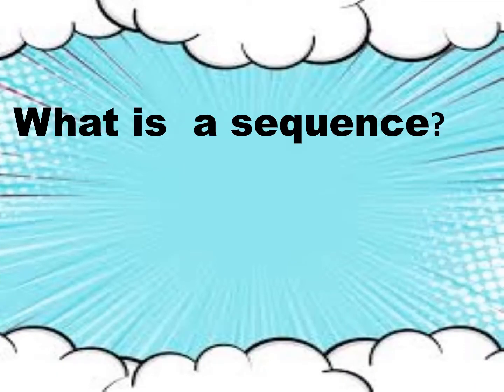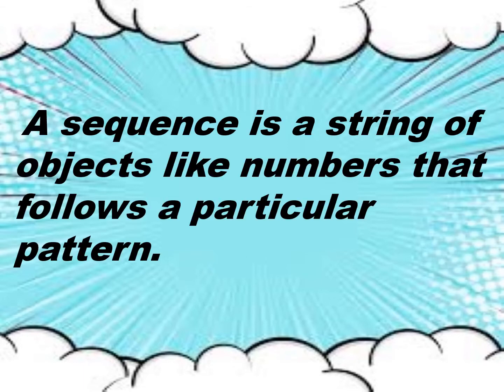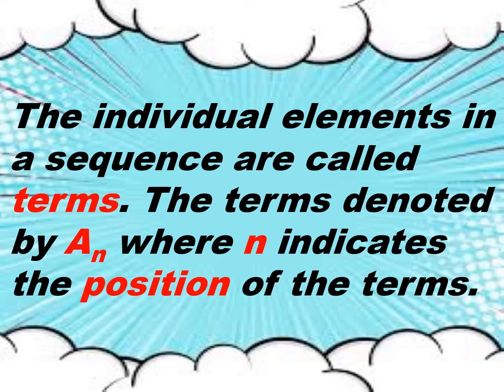What is a sequence? A sequence is a string of objects, like numbers, that follows a particular pattern. The individual elements in a sequence are called terms. The terms are denoted by a sub n, where n indicates the position of the term.